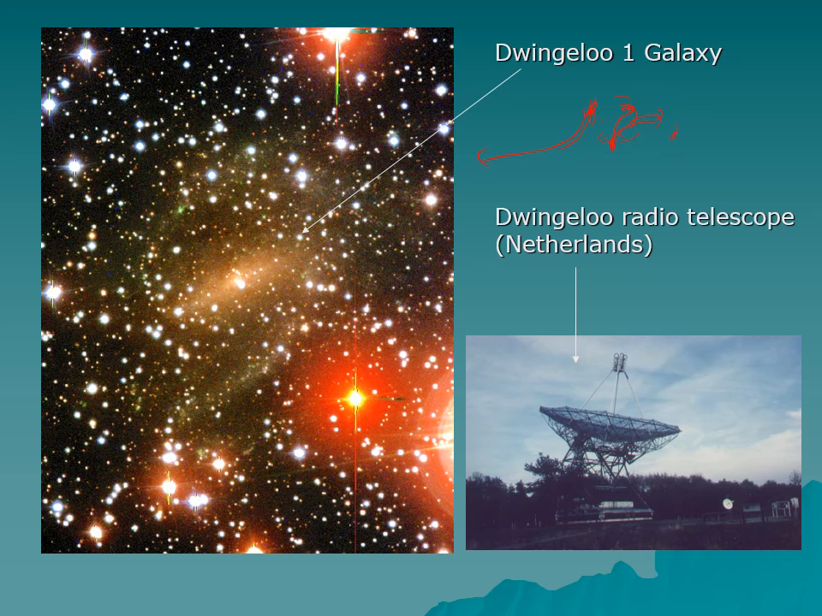So some textbooks list Dwingeloo 1 as a lone galaxy. Some textbooks list it as a very far off member of the local group, and some of them list it as an ejected member of the local group. It's very difficult to see because it's right behind the Milky Way, and so this picture here is in infrared, taken through the Milky Way, looking at it. Now, obviously, it's a big, nice, large spiral galaxy.